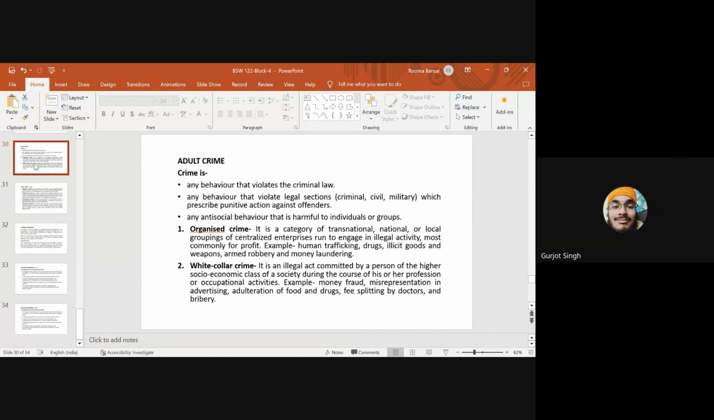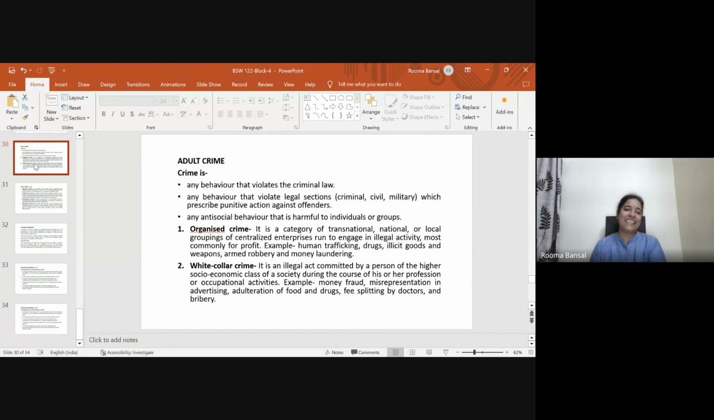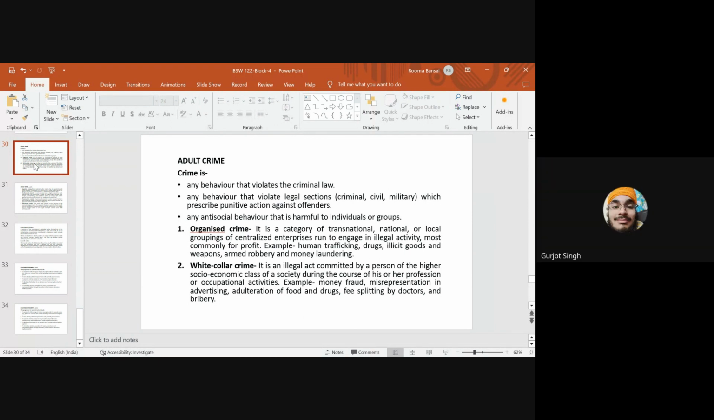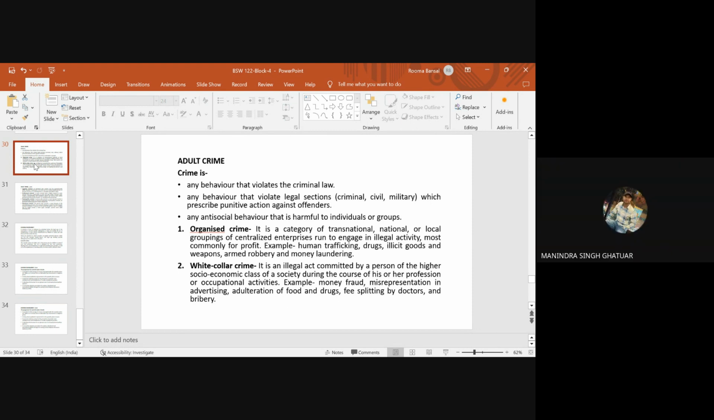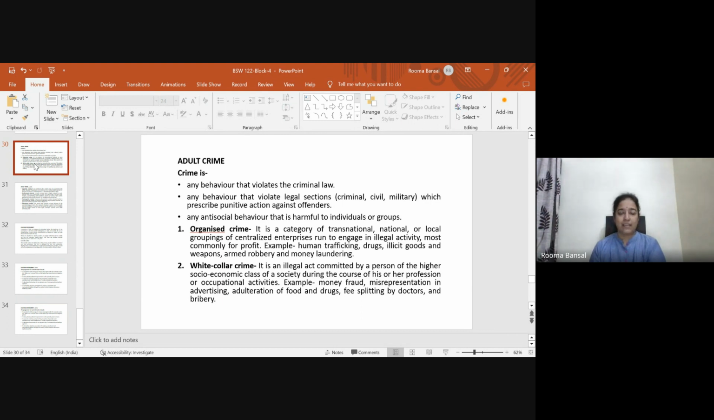Yes, ma'am. What is a crime? Basically, crime is any behavior that violates the criminal law. Any behavior that violates legal sections, criminal, civil, military, which prescribe punitive action against offenders. Any antisocial behavior that is harmful to an individual or group is known as crime. Action against law.